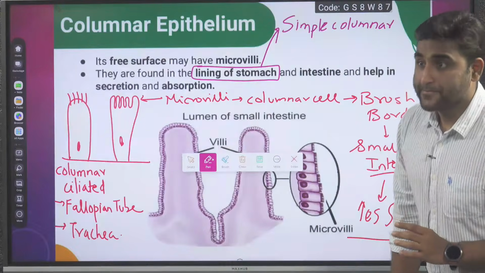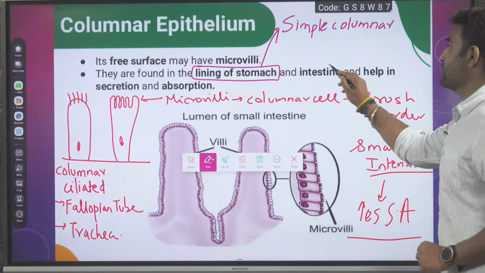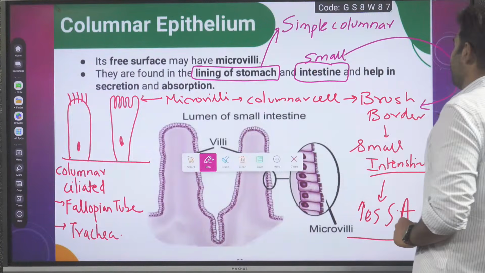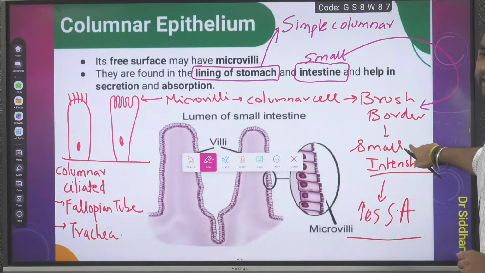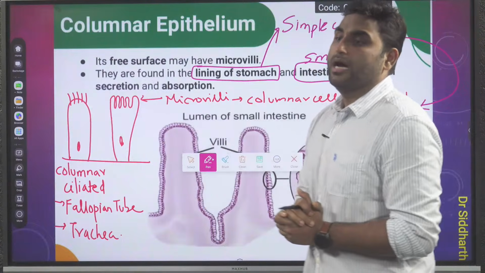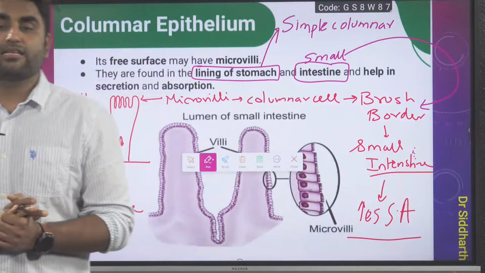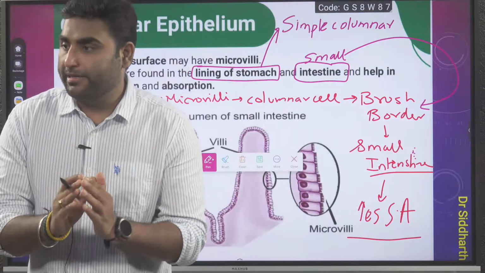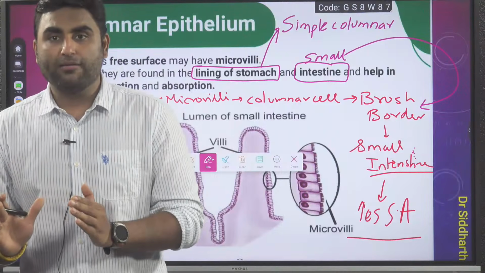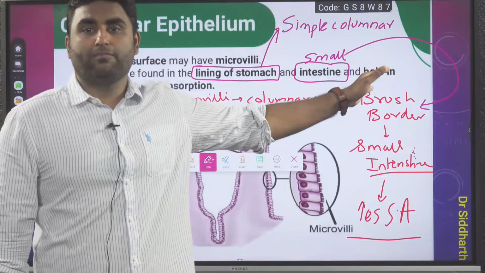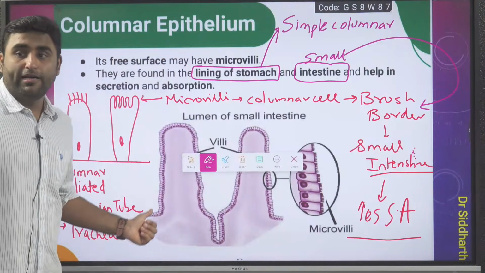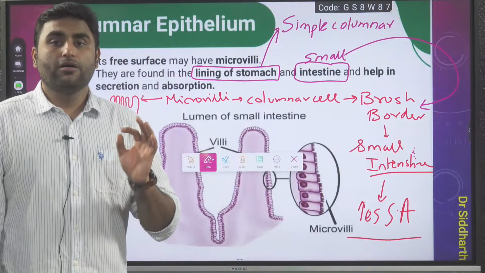Talking about the small intestine, it will show a brush border. In the fallopian tube, the columnar cell will show cilia. Are we clear with this? So that is your columnar epithelial cells. Remember the modifications. Plain simple columnar, stomach. Simple columnar with brush border, small intestine. Columnar cells with cilia, fallopian tube and trachea. That is the columnar epithelium.